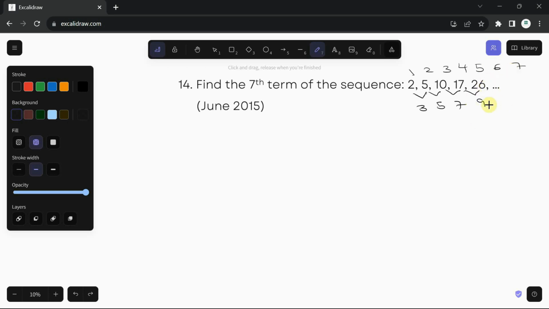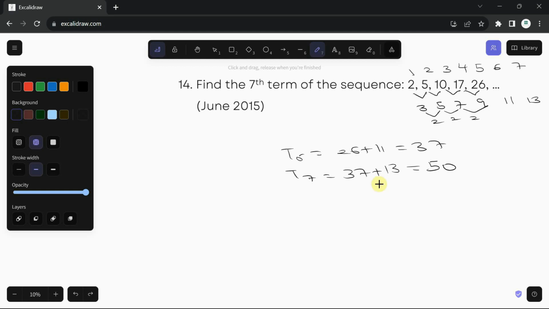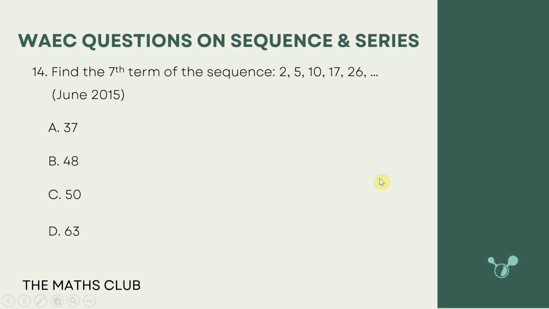The sixth term would be, if you notice, the difference between each of these is just 2, 2, 2. So the next difference I have to add is 11 to this 26, and for the other I have to add 13. So the sixth term will be 26 plus 11, which is 37. Our T7, the seventh term, will be 37 plus 13, based on this relationship, and if you add 37 to 13, you would have 50. So the seventh term in this question should be 50. Let's see if our answer is correct. So that should be option C.